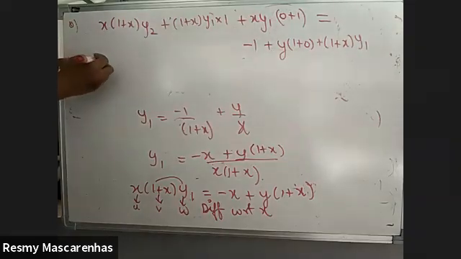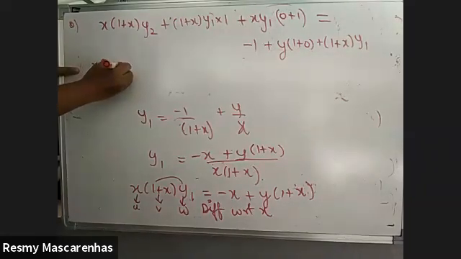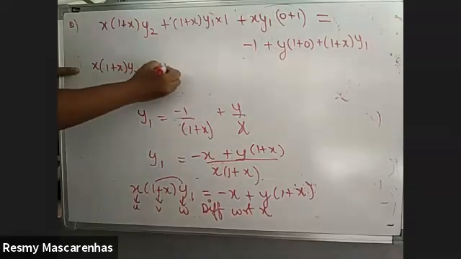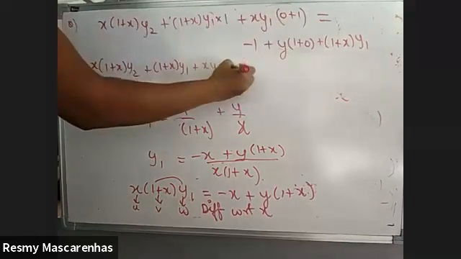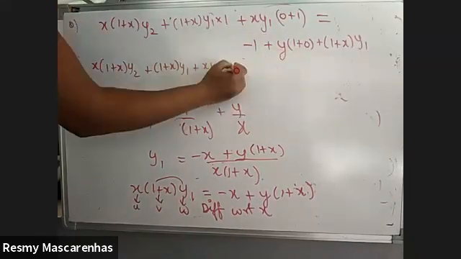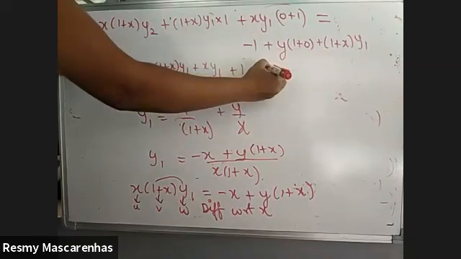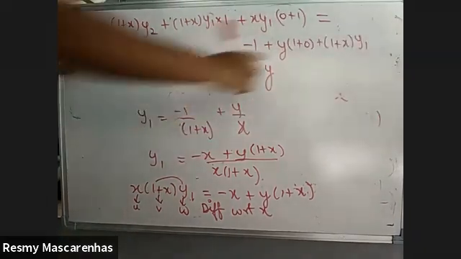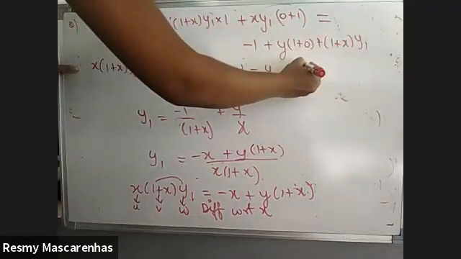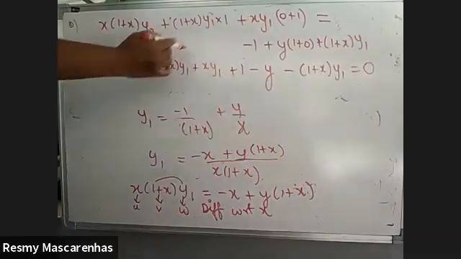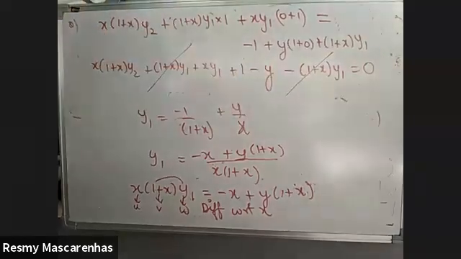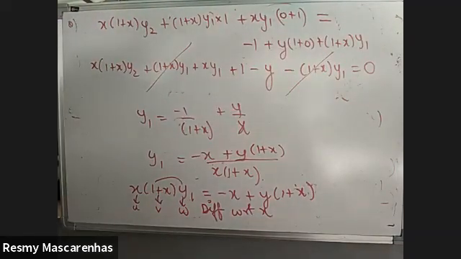So this is what you will get. x into y2 into 1 plus x y1 plus x y1. I'm bringing this side, so minus 1 will become plus 1. This will become minus y. This also will become minus 1 plus x y1 is equal to 0. You see, these two terms are same. They will cancel, and write the remaining terms.